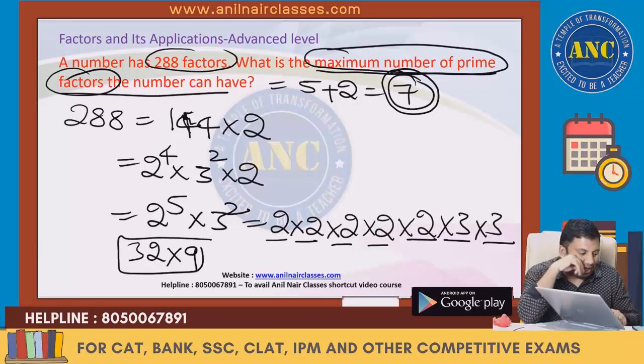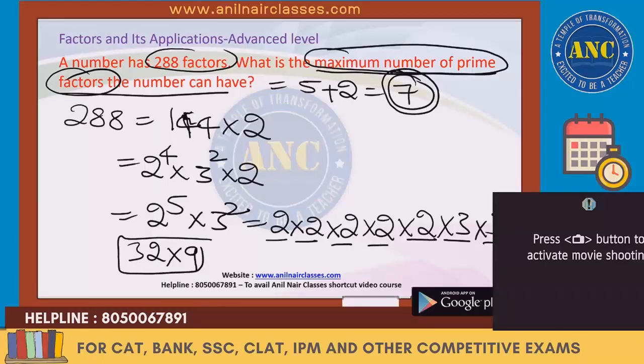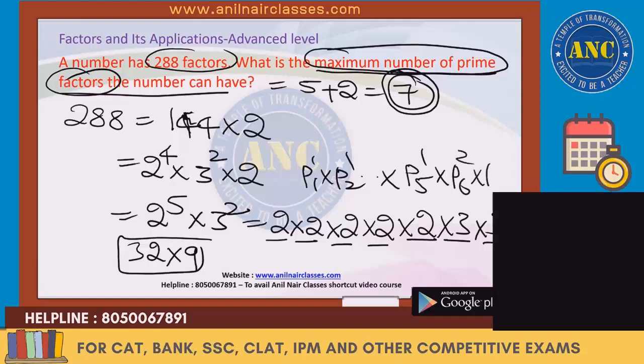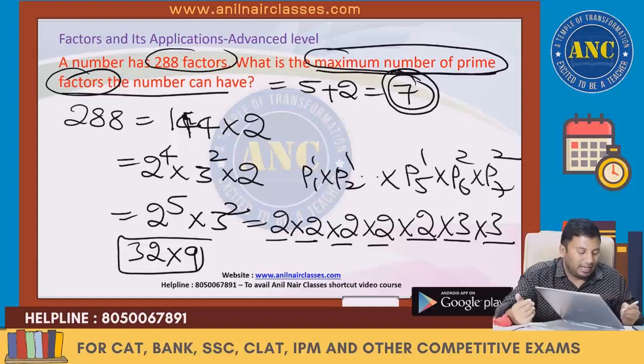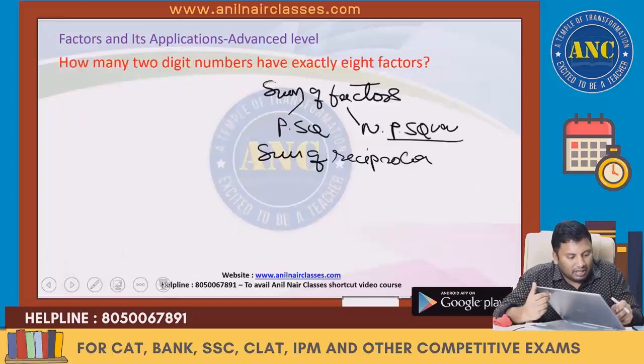How did you get 9? Ramya, how did you get 9? Maximum number of prime bases is P1 power 1 and so on up to P5 power 1 into P6 power 2 into P7 power 2. Ramya, it is 7 only, not 9. You can WhatsApp our official number if you get a doubt.